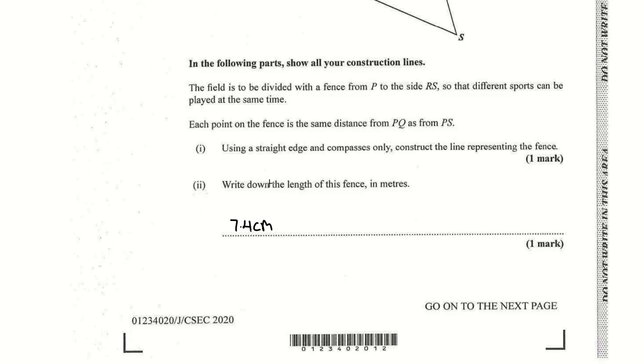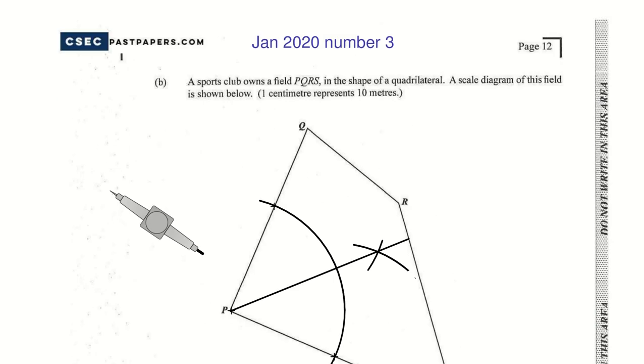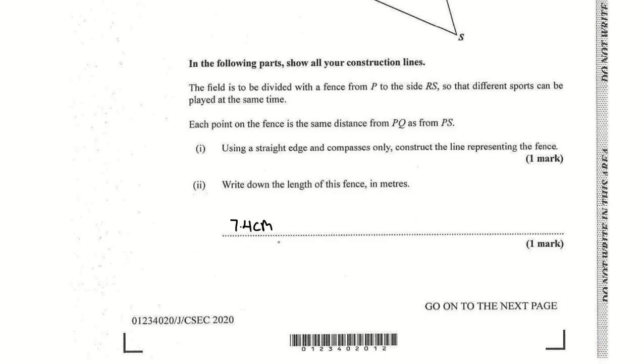And they told you that 1 centimeter is 10 meters. So I just multiply this by 10. That would give me 74 meters as the length of the fence. And that is how you would do this question.